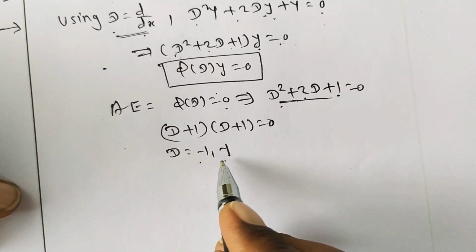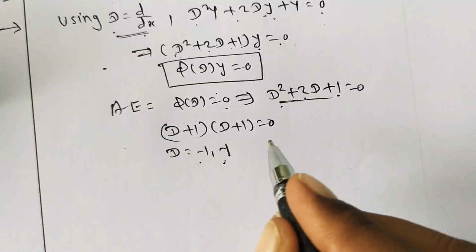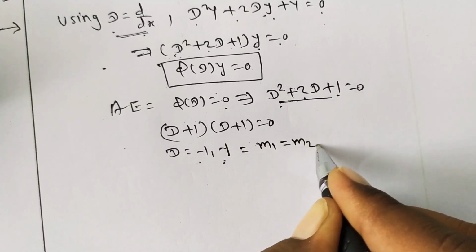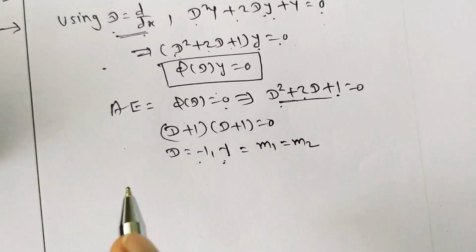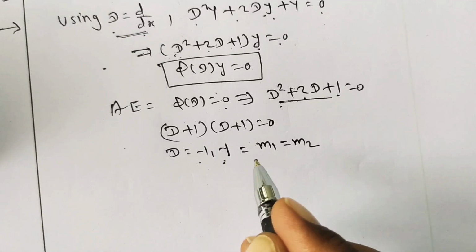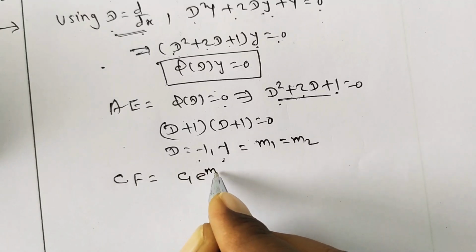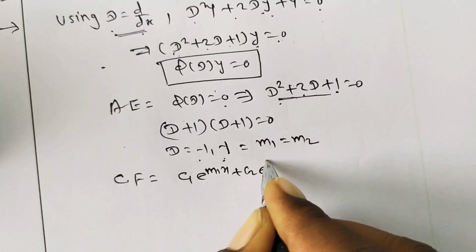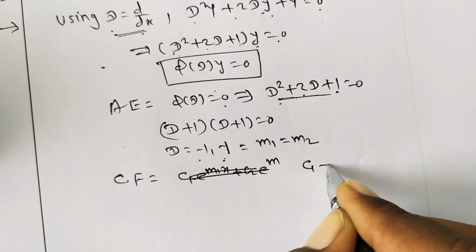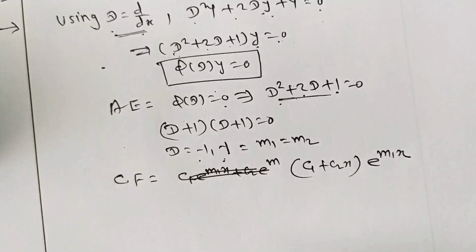Now tell me, minus 1 and minus 1, is this real number or imaginary? This is real number. Okay, suppose the first root is m1 and the second root is m2, so m1 is equal to m2 here. So in which case are the roots real and repeated, means m1 equal to m2? Therefore complementary function is c1 plus c2x into e to the power m1x, that is second case.